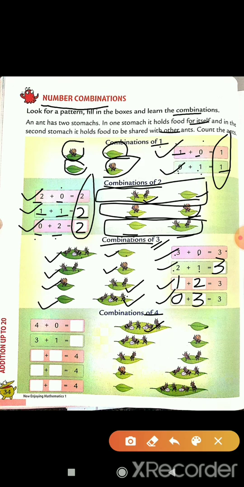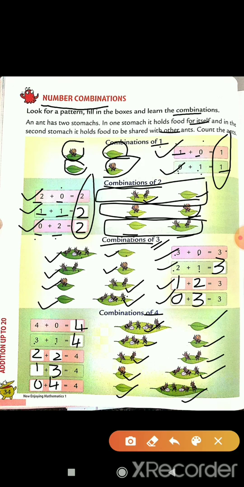4 ants, 0 ant. So 4 plus 0 is equal to 4. Write 4 here. 3 ants, 1 ant. So 3 plus 1 is equal to 4. 2 ants, 2 ants. So first 2 and then again 2. So 2 plus 2 is equal to 4. 1 ant, 3 ants. So 1 plus 3 is equal to 4. 0 ant and 4 ants. So 0 plus 4 is equal to 4.